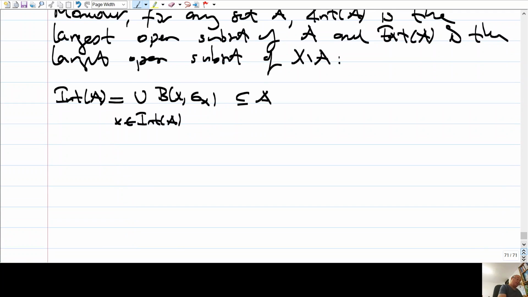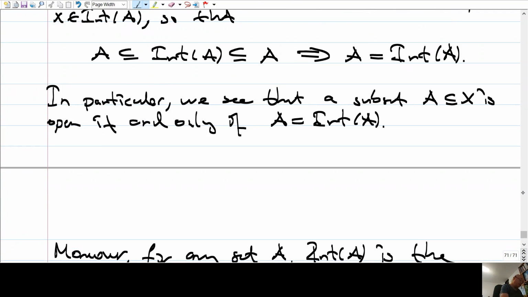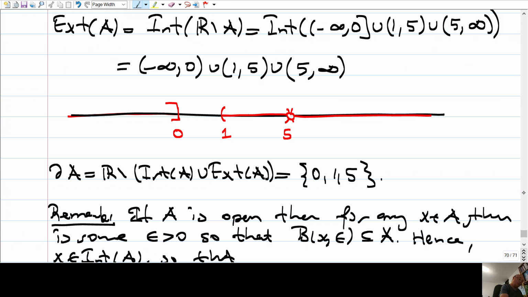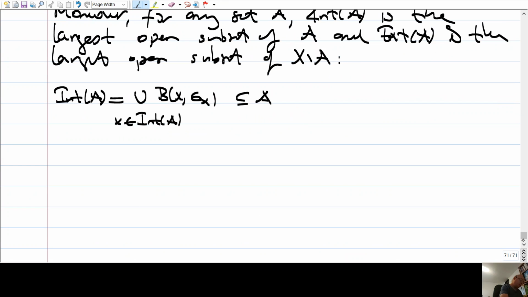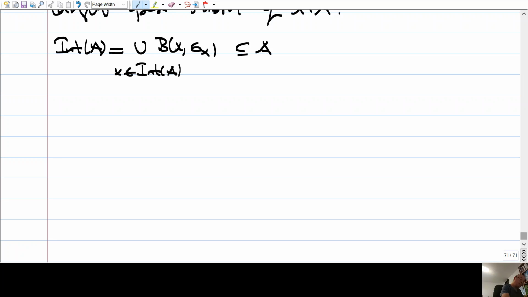Okay, let's continue our examples. I inserted this remark, but let's now continue with the examples.